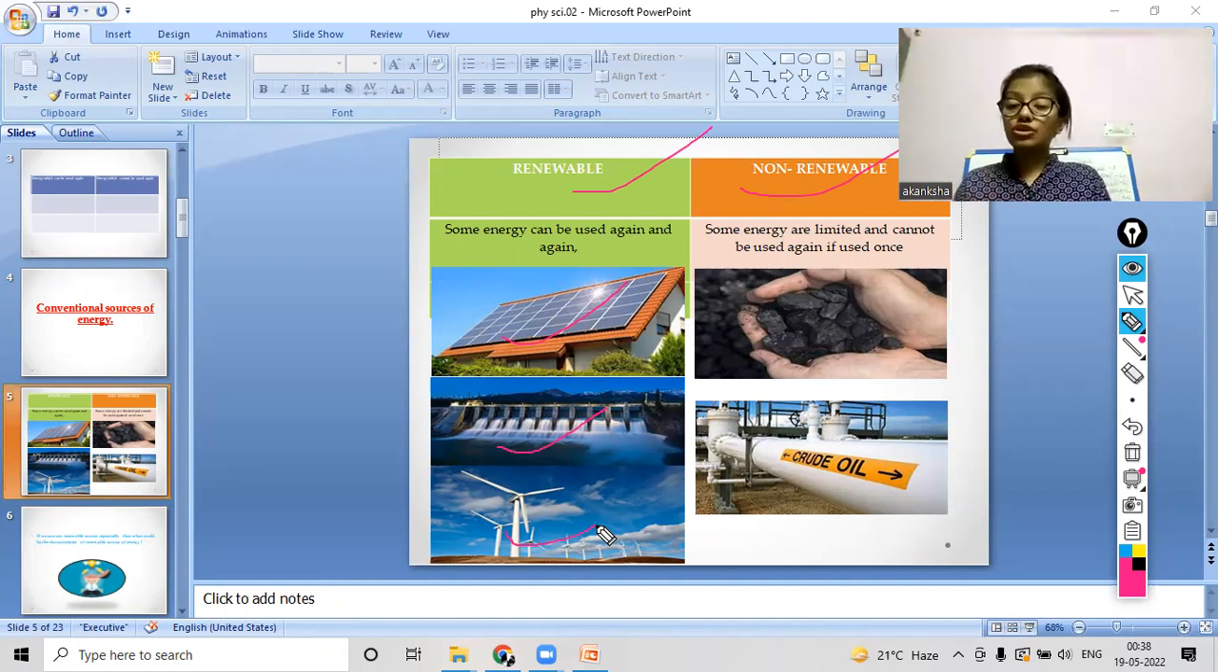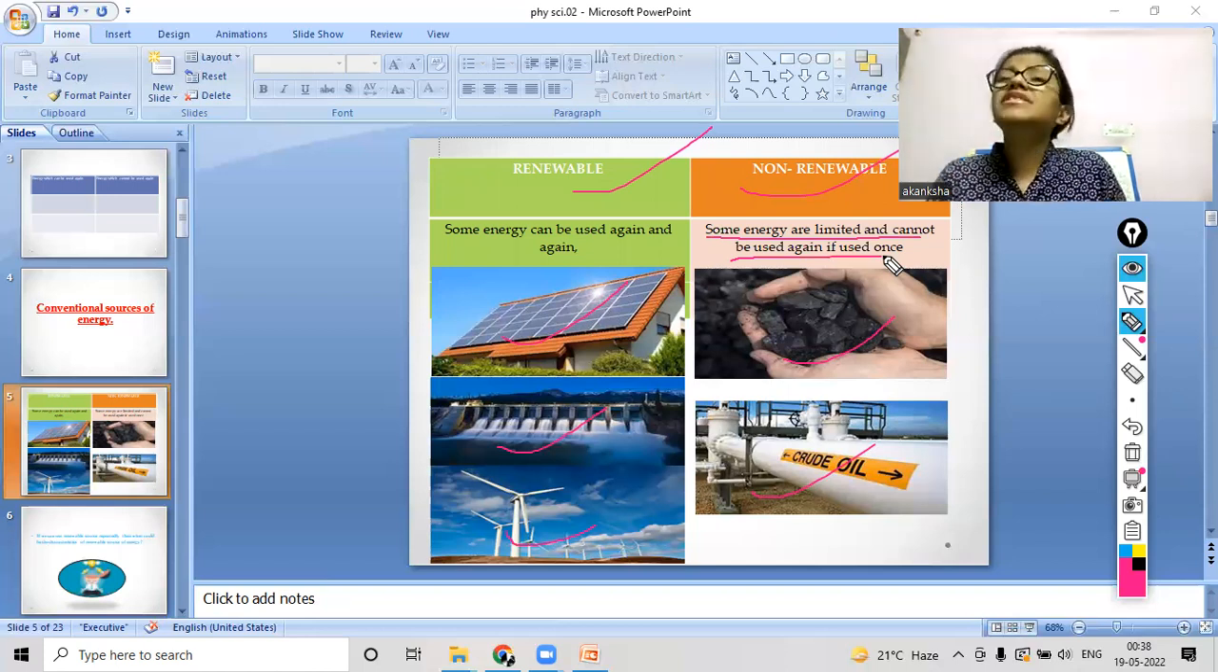Now coming to the non-renewable resources, what you can see through the pictures is the fuel we use, and the energy we get from the fuels comes under non-renewable, and the crude oil, right? The petrol, the diesel, kerosene, the energy we get from these are non-renewable. So what is the definition of non-renewable? Some energies are limited and cannot be used again and again. So they will be finished after some period of time. Like we are saying that we should use petrol and other fossil fuels in a limited or sustainable amount.